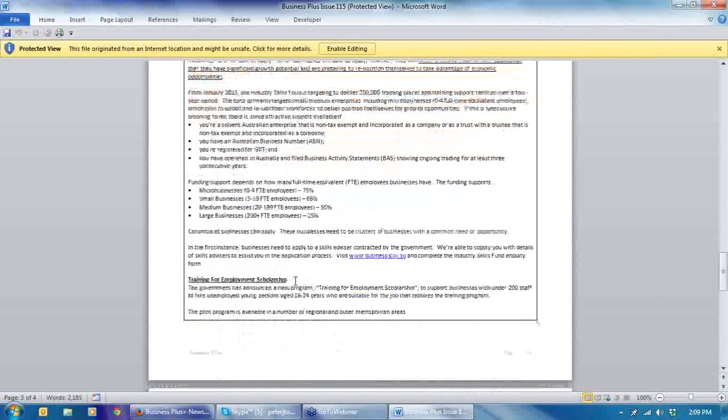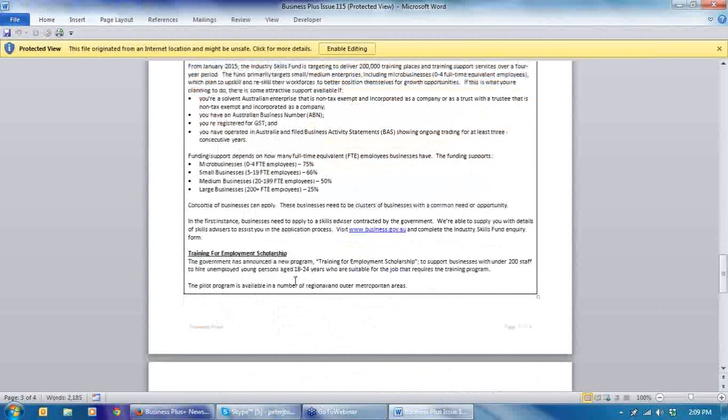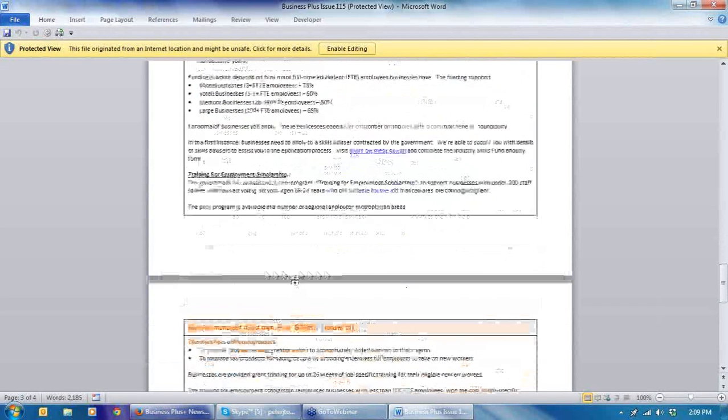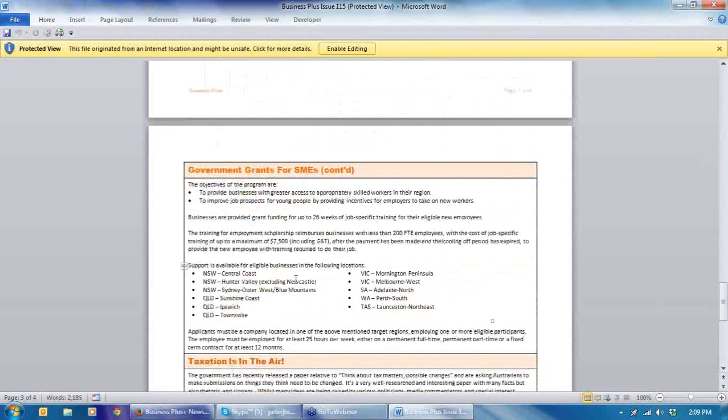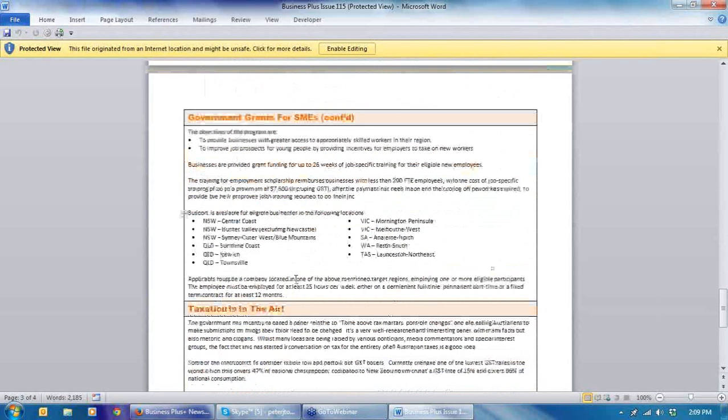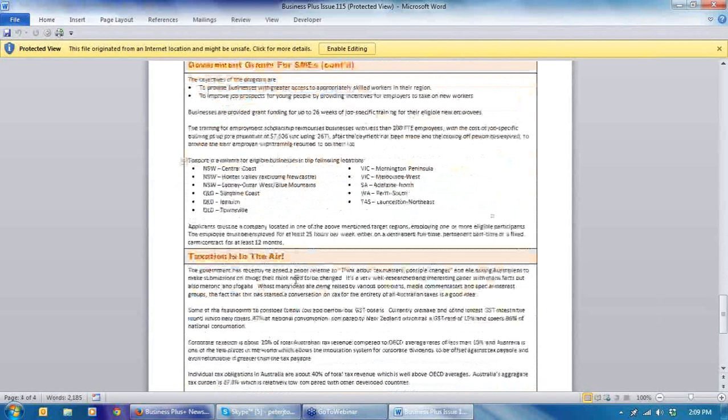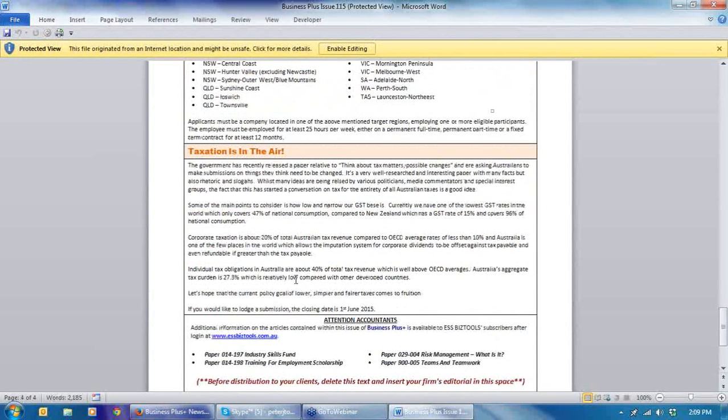The government has also announced a scheme for training for employment scholarships, which applies in some outer metropolitan areas and some regional areas of Australia, and that is mentioned in the newsletter. And there is a summary of the particular locations that have been targeted by the government. And there's a short article on taxation.